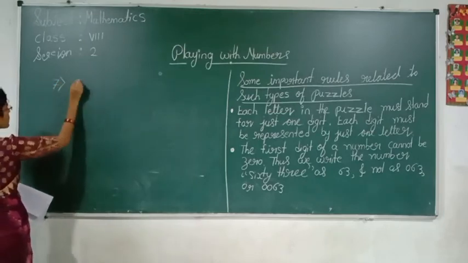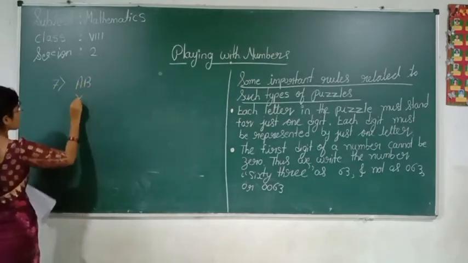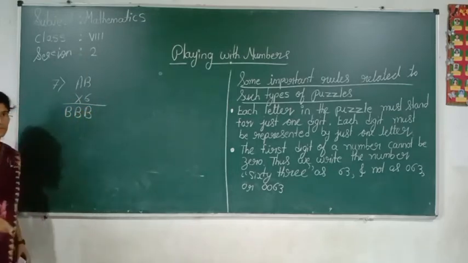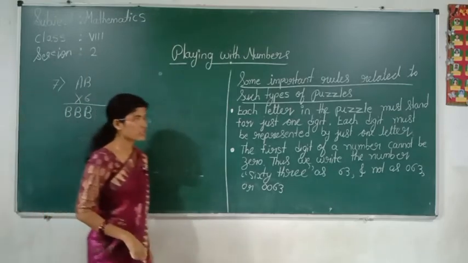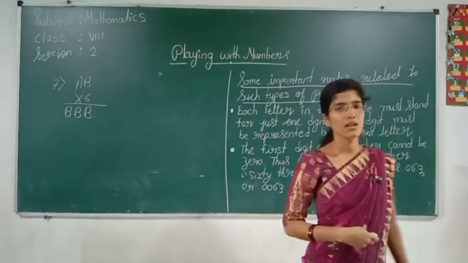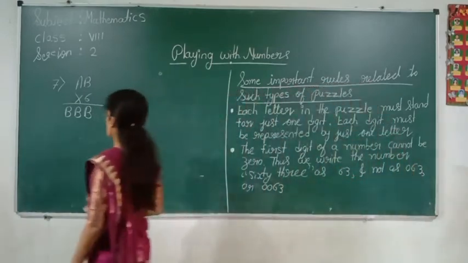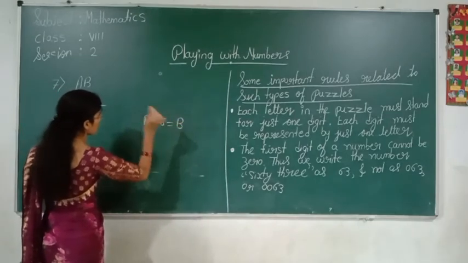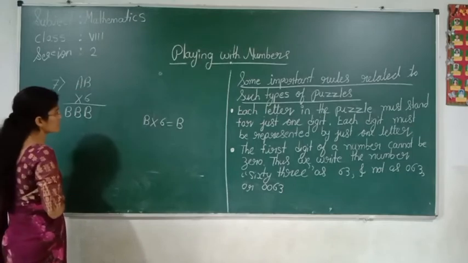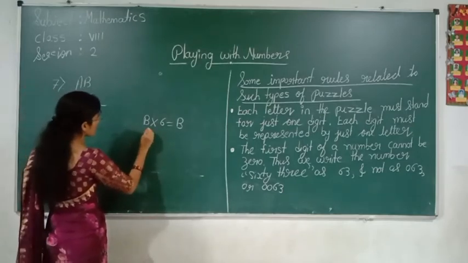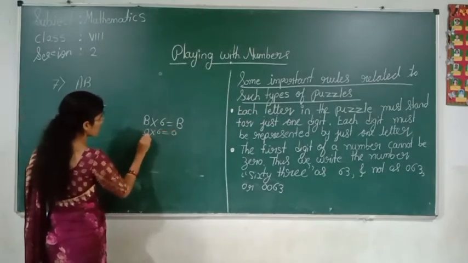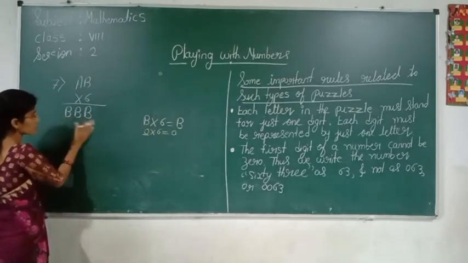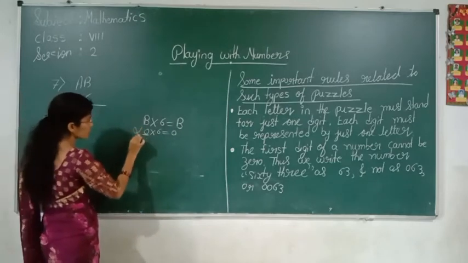7th one, AB into 6 should be B. Okay, AB into 6, the answer should be B. Now we'll go for the first step. The first step is that B into 6 should be B. When is it possible? If I take 0, 6 0 is 0. See here B 0 0 0 0. If I put this, it is meaningless. Okay, we can't go for this.